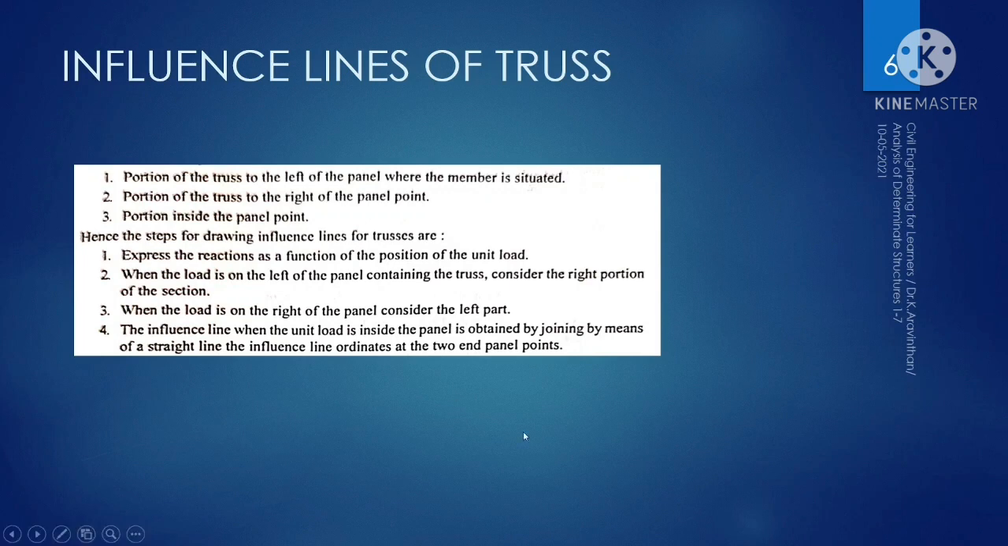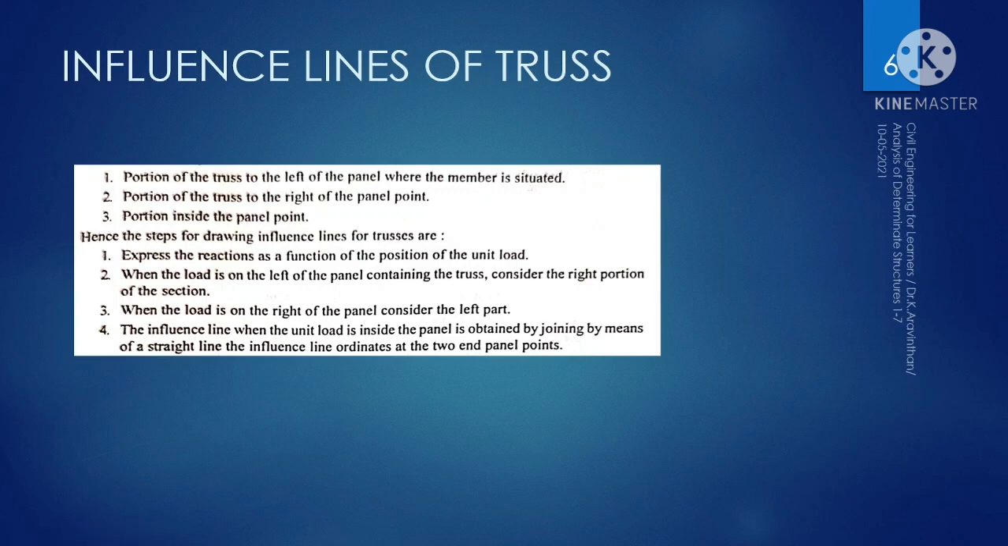That is what is indicated here by joining the points with a straight line. So after getting these values, you can plot them and join the points using a straight line. This is called the influence line ordinates at the end panel points.